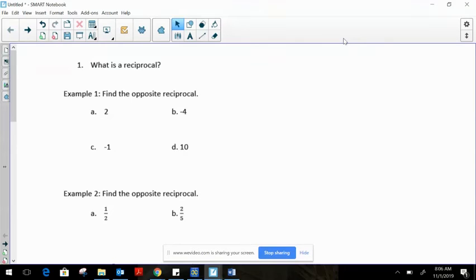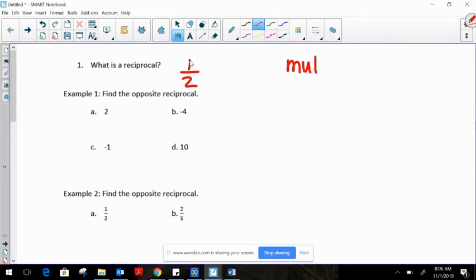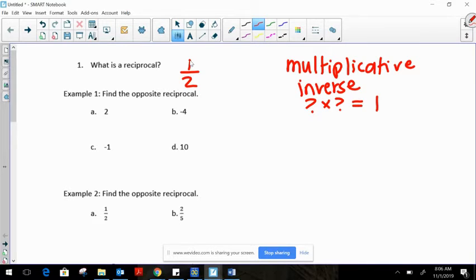Briefly about reciprocals. So to start off, it asks, what is a reciprocal? Okay, so for example, let's say we had 1 over 2, 1/2. The reciprocal is what we call the multiplicative inverse. So if I multiply some number times another number, it needs to equal 1.